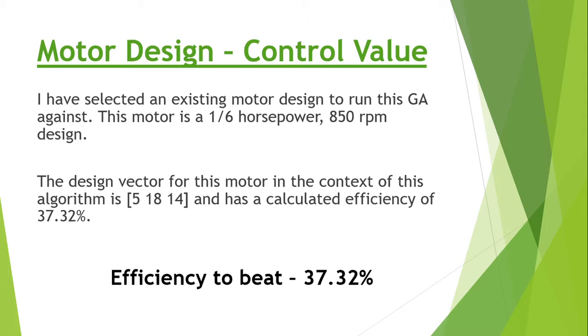I've decided to compare this to a control value. I selected a 6th horsepower, 850 RPM design that has been in production for some years now. In the context of this algorithm, the design vector for this design is 5, 1, 8, 1, 4 and has a calculated efficiency of 37.32%. So that will be the efficiency we're trying to beat with this algorithm.